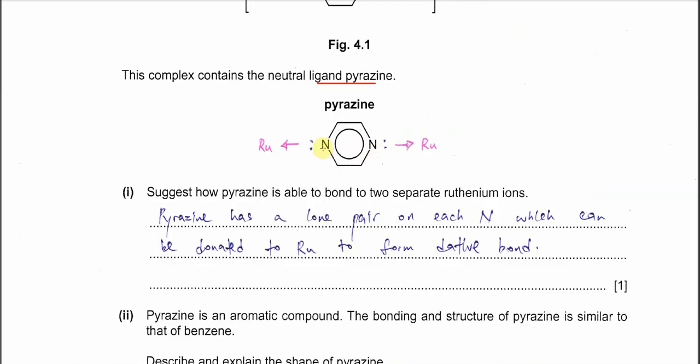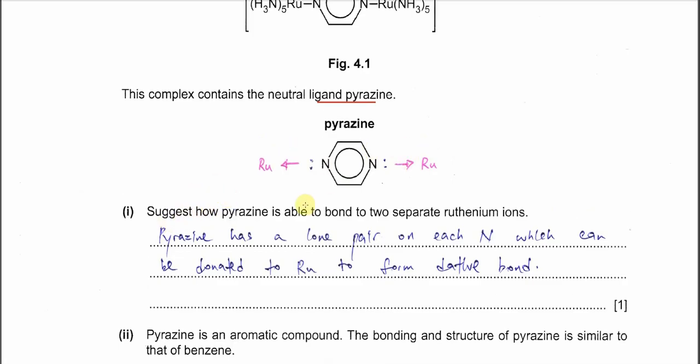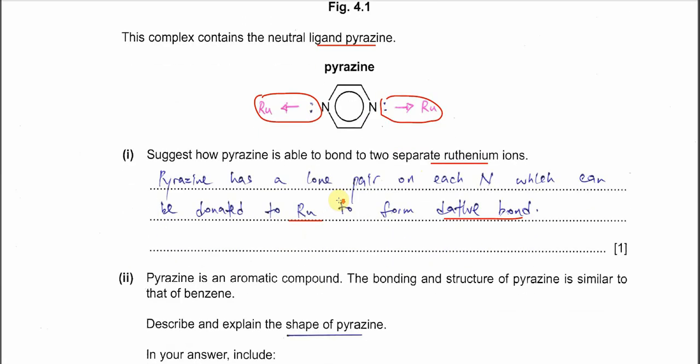And the nitrogen again can be the donor atom. We'll use its lone pair to form a dative bond with 2 different ruthenium ions. Suggest how this bidentate ligand is able to bond to 2 separate ruthenium ions. Okay, as I told you just now, it will be something like this. So this pyrazine has a lone pair on each nitrogen, as I show here, which can be donated to the ruthenium to form a dative bond. It can form 2 dative bonds.